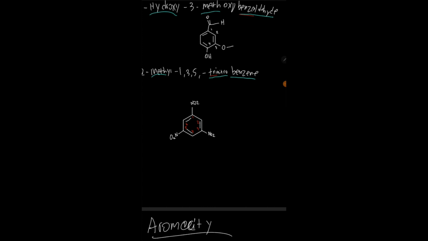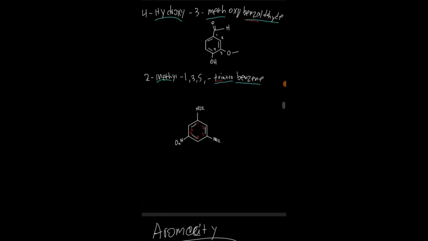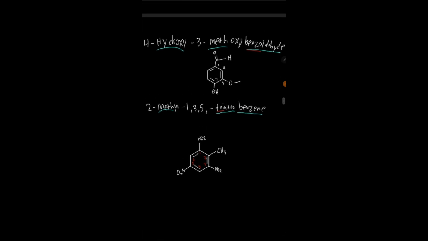So we have 1, 3, 5 nitro. We just need the 2-methyl, and that's it. If you want to, you can write CH3 at the end, but you don't have to because that's understood. So there are our 2 example problems.